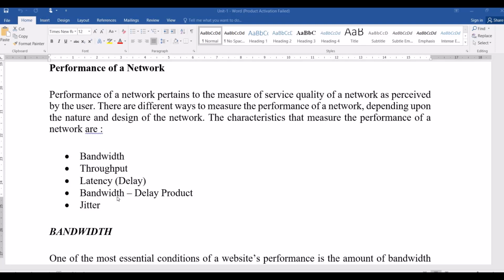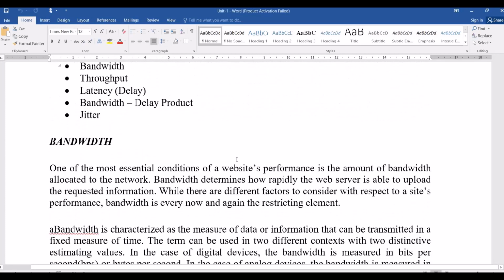So our interconnectivity and services measure the performance in terms of these points: bandwidth, throughput, latency, bandwidth-delay product, and jitter. Let's see the first one. What is bandwidth?